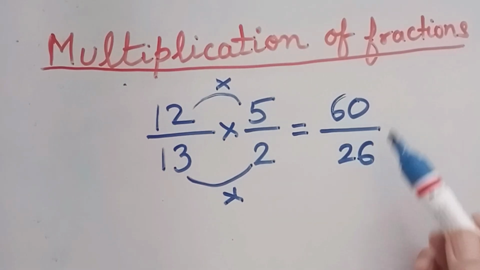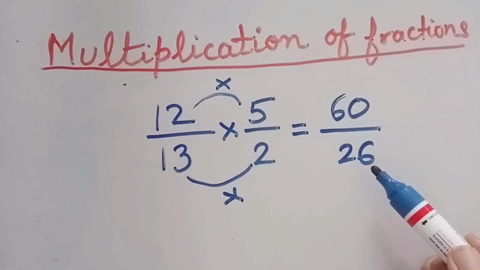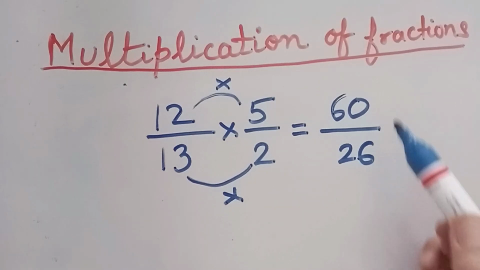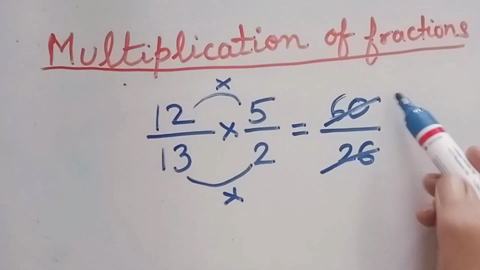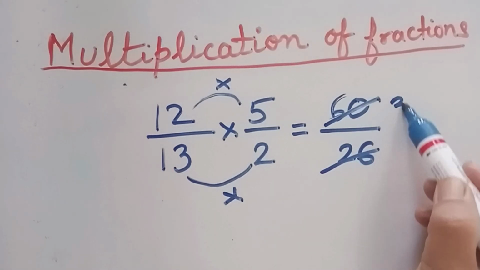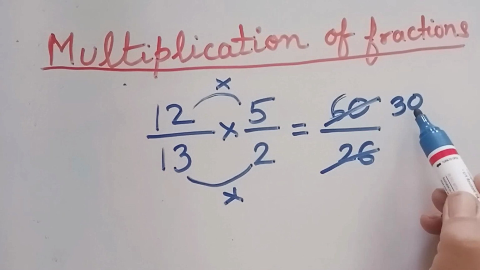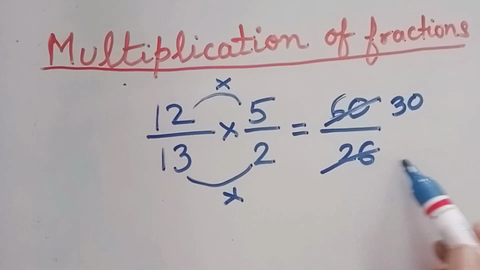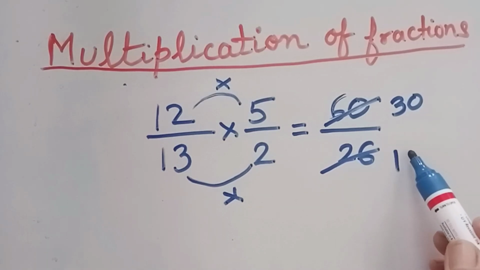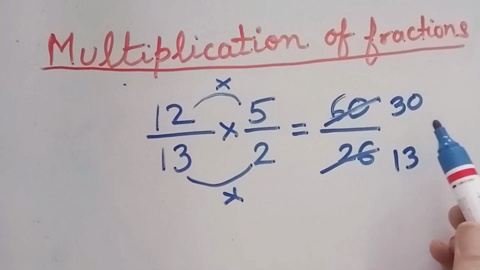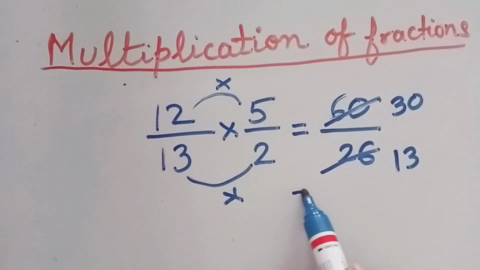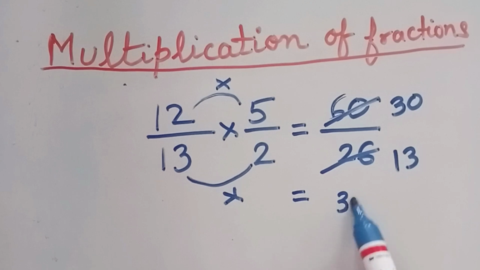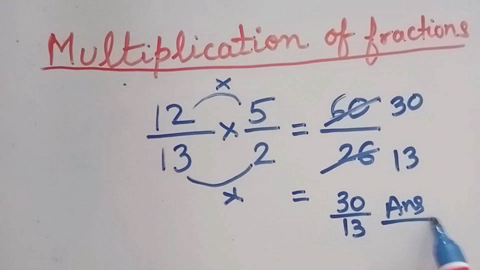Now we will see if this can be simplified further. So this can be simplified. We can cut it by 2. So 2 into 30 is 60. So 2 into 30, and in the denominator 2 1s are 2, 2 13s are 26. So 30 divided by 13. This cannot be simplified further. So the answer is 30 by 13. This is the final answer.